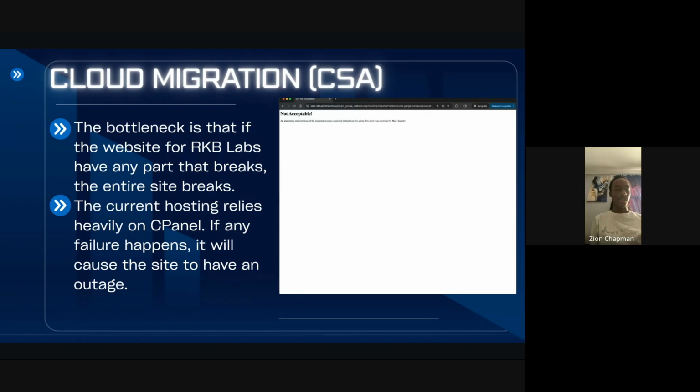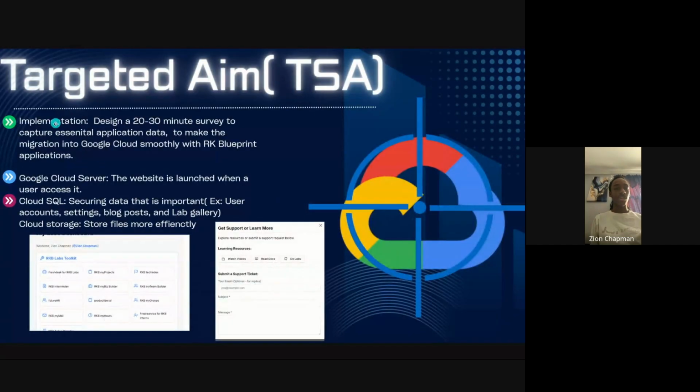Currently, our web hosting relies a lot on cPanel/Bluehost, where a single point of failure can result in a total site outage. Just to clarify, cPanel is an application that is used to access Bluehost to manage the current environment.